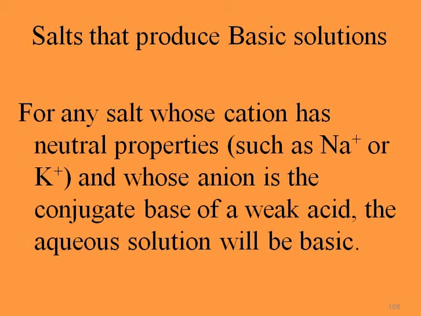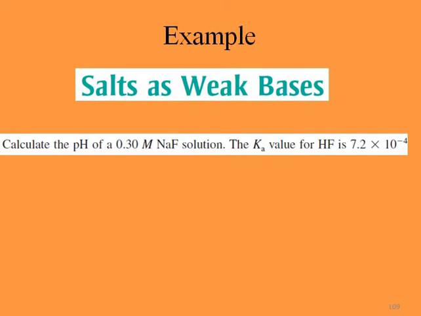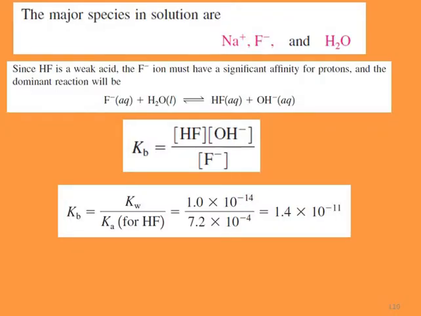Let's have an example. We want to find the pH of a salt of a weak acid. Calculate the pH of a 0.3 molar NaF solution, and the Ka value, or dissociation constant, of HF is 7.2 times 10 to the power of negative 4. So we have NaF and we have HF. NaF is the ionic compound. The major species in solution are Na+, sodium ion, fluoride, and water molecule.